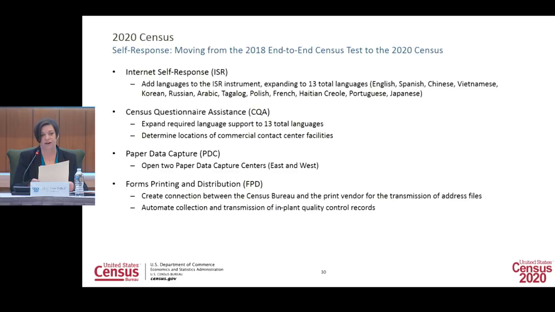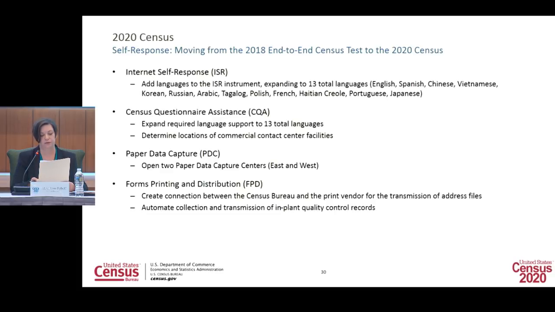For the Census Questionnaire Assistance, or CQA operation, we're expanding our required language support to 13 total languages, and we're determining the locations of the commercial contact center facilities. For paper data capture operations, we'll be opening two paper data capture centers, one in the east, near the Jeffersonville, Indiana location of the current National Processing Center, and one in the west, in Phoenix, Arizona.